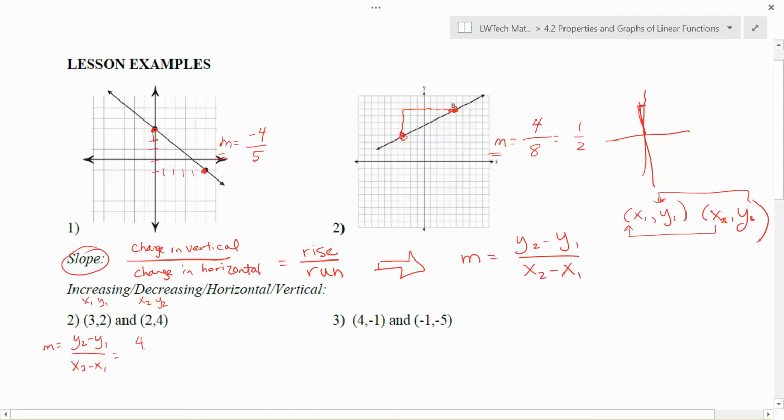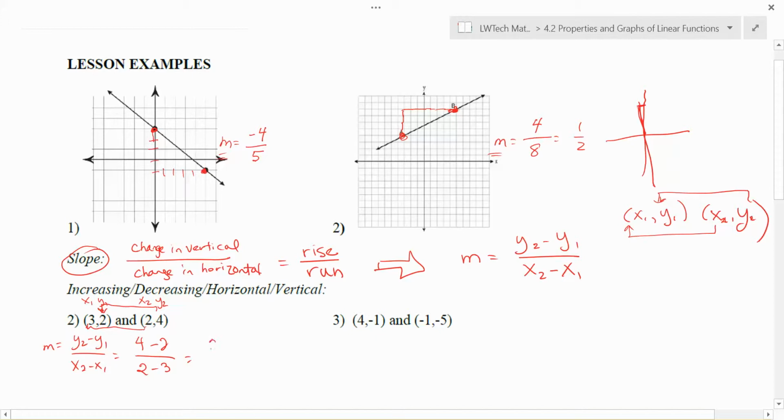So y2 was 4 minus y1 was 2. So 4 minus 2, subtracting those y-coordinates. And then we're going to divide by, we're going to subtract the x-coordinates. So 2 minus 3. Then we just want to simplify our fraction. Simplify the top and the bottom, and then reduce whatever is left over if possible.